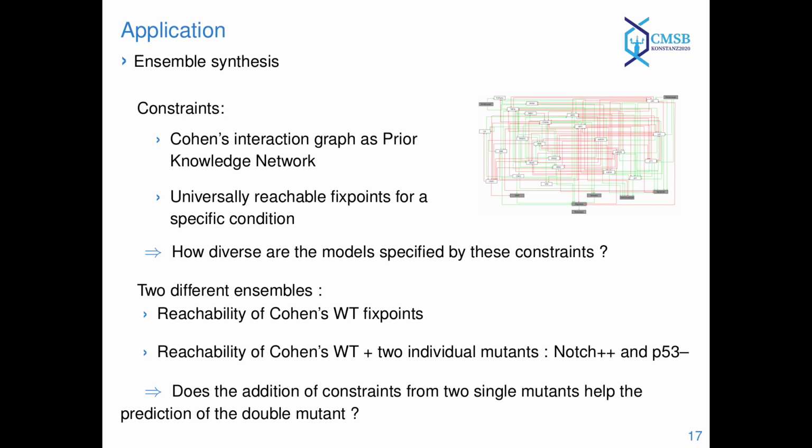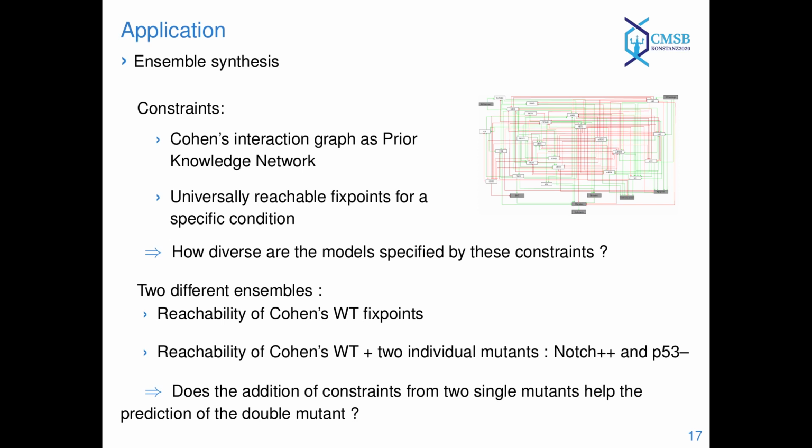We decided to generate two different ensembles, one with the reachability of Cohen's fixed points in the wild type case, so all the fixed points which are reachable in the normal condition, and another one where we take this list of fixed points reachable for the wild type, but we also add the list of fixed points under two conditions. One which is the activation of Notch, and the second one which is the inhibition of p53.